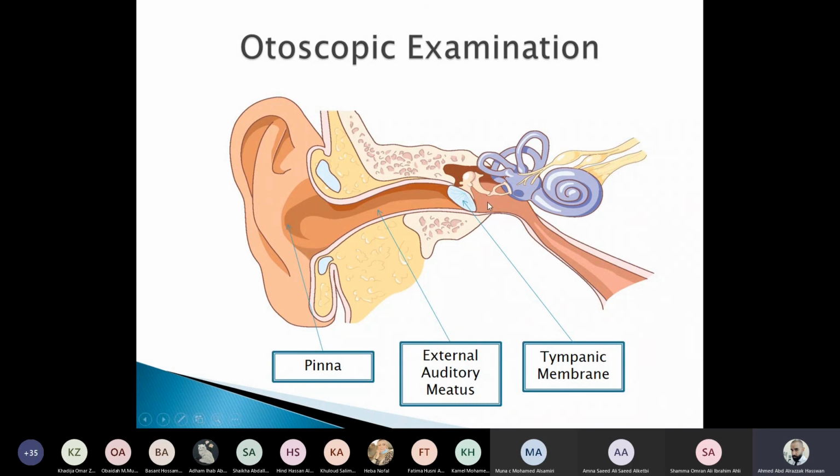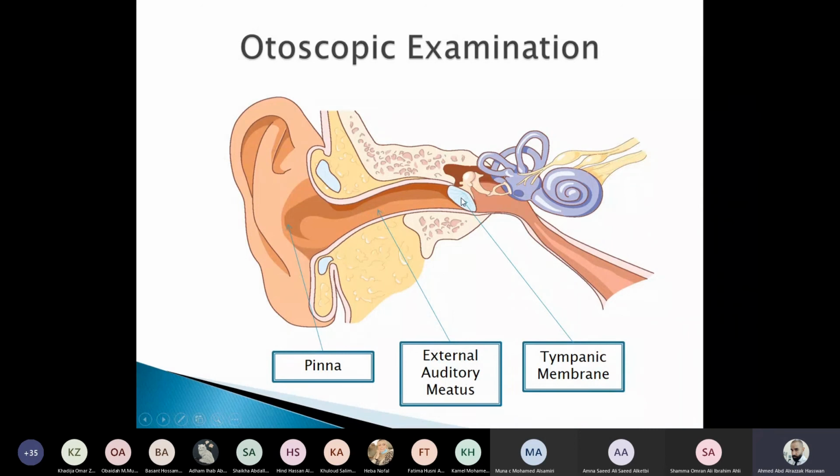We look for any posterior spread of a middle ear infection. Then we introduce our scope and look at the external auditory meatus, and we look for any discharge, redness, swelling, foreign body, or wax. Then we introduce the otoscope further and look at the tympanic membrane itself.